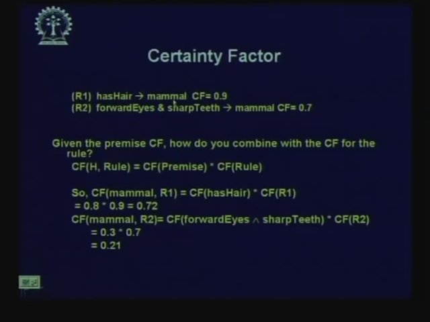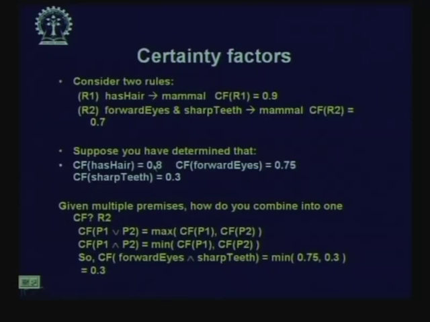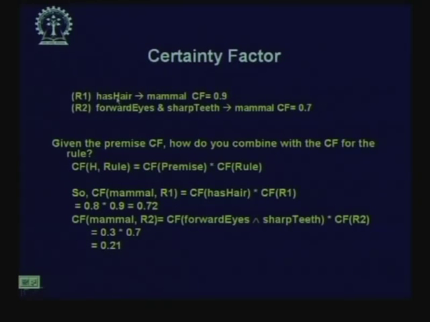Now, these are the rules. Has hair implies mammal with certainty factor 0.9. Forward eyes and sharp teeth implies mammal with certainty factor 0.7. Now, given the premise certainty factors, has hair is a single antecedent, so its certainty factor is already known, it is 0.8. Therefore, now I know the certainty factor of all these antecedent parts. It is 0.8, and these two together is 0.3. It was 0.75 and 0.3. So, since they are ANDed, I have taken the min of those. So, it is 0.3. Now, how do we combine with the certainty factor for the rule?